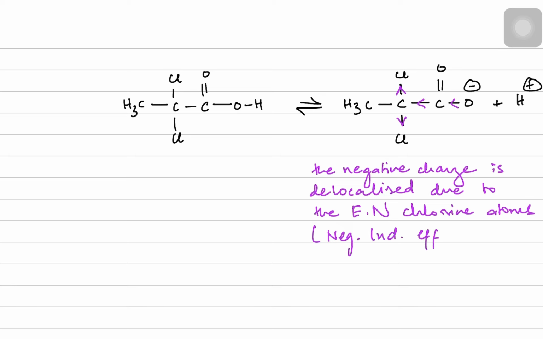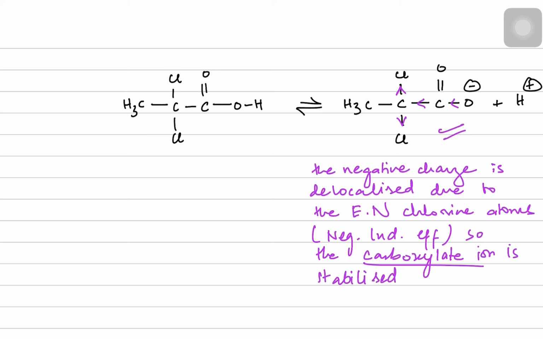This is also known as the negative inductive effect. So it helps in the delocalization of the negative charge and it makes the carboxylate ion more stable. The carboxylate anion is stabilized, and as a result, the equilibrium shifts towards the right, which means more dissociation happens and more H plus ions will be released.